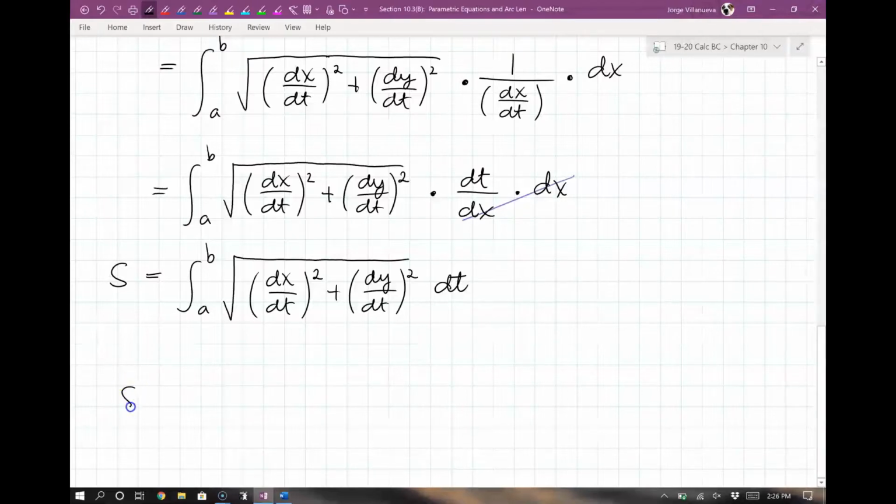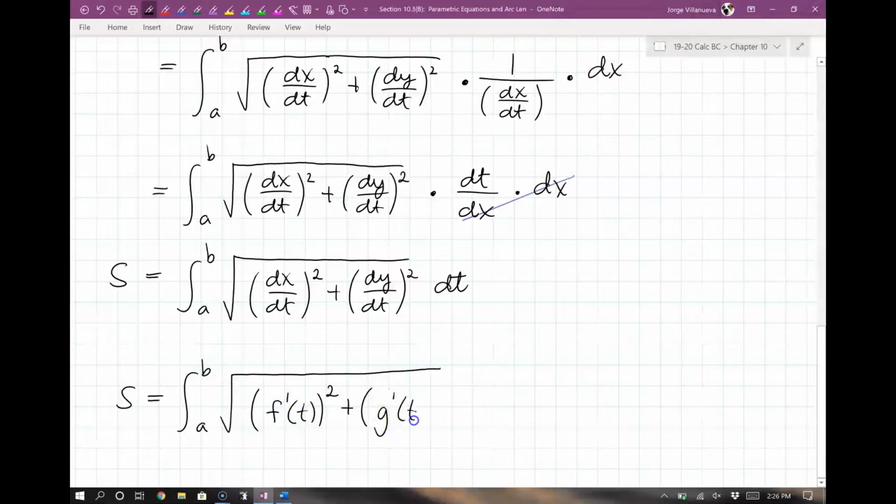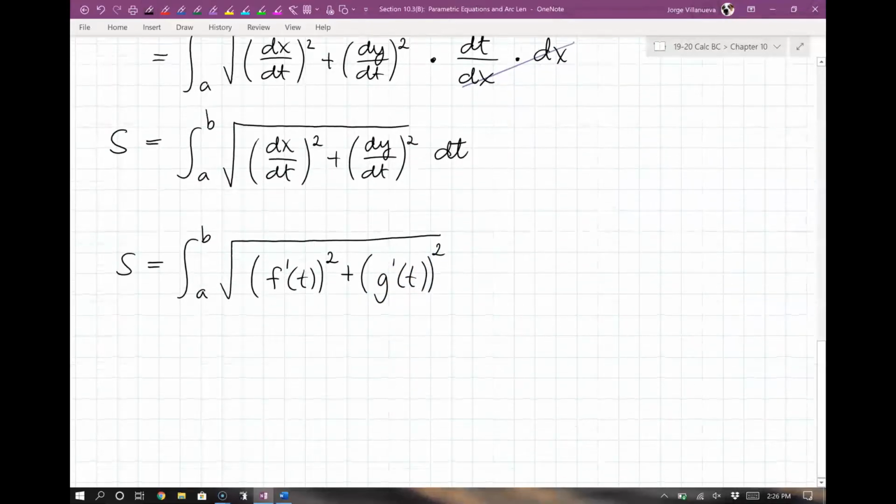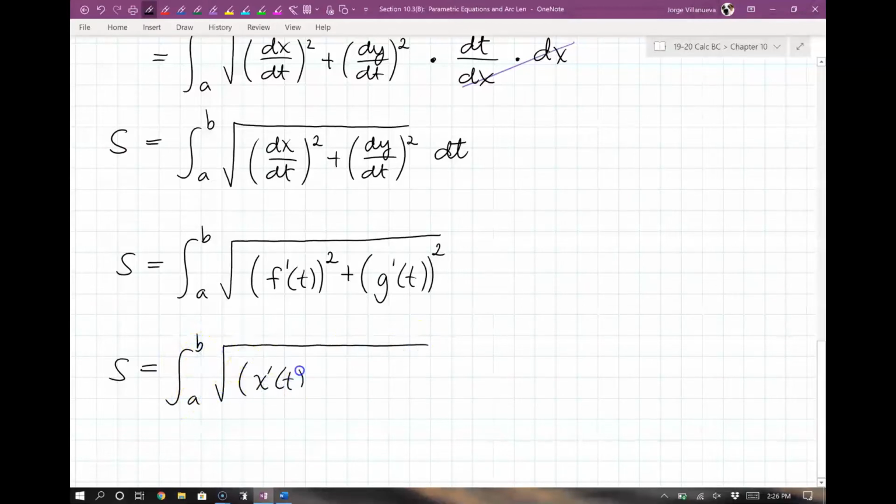If you want to write it a different way, you can. Remember that dx dt is just the derivative of x, so you can do the following if you want to. You can write f prime of t squared plus g prime of t squared, okay? Or some people would rather just write s equal to the integral from a to b of the square root of x prime of t squared plus y prime of t squared dt. I forgot to put the dt up there. So that's how you find your arc length in parametric form.